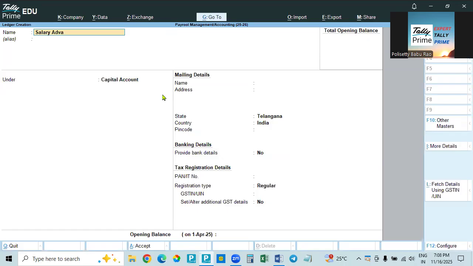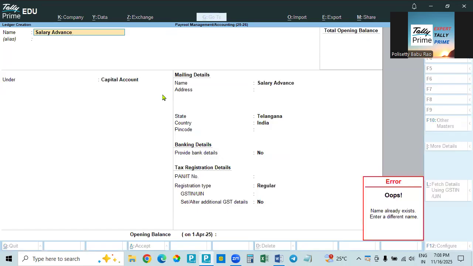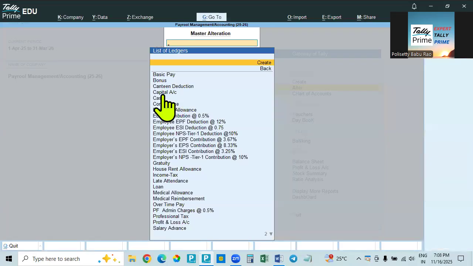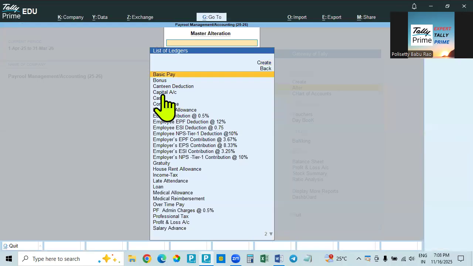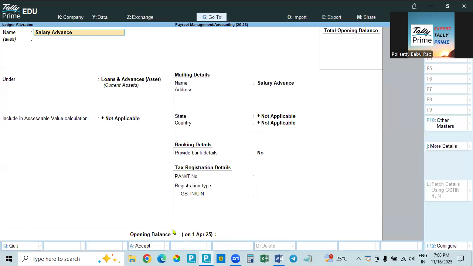Salary advance is already created. Under the ledgers, if you take ledger, we already created salary advance. This is only a ledger; it is not showing deductions and all this. With the same name we created the payhead, and the same we will create as a ledger also.